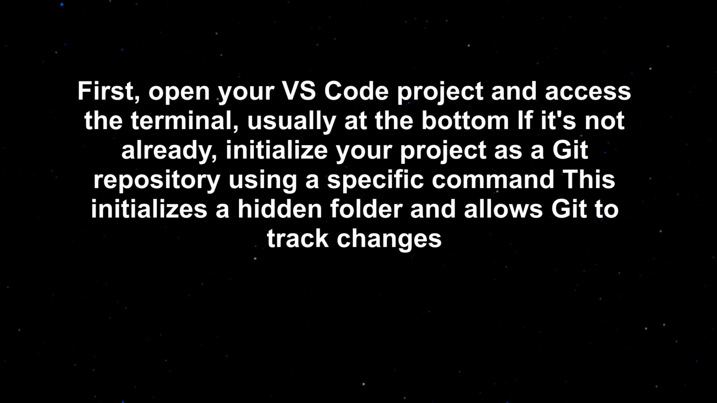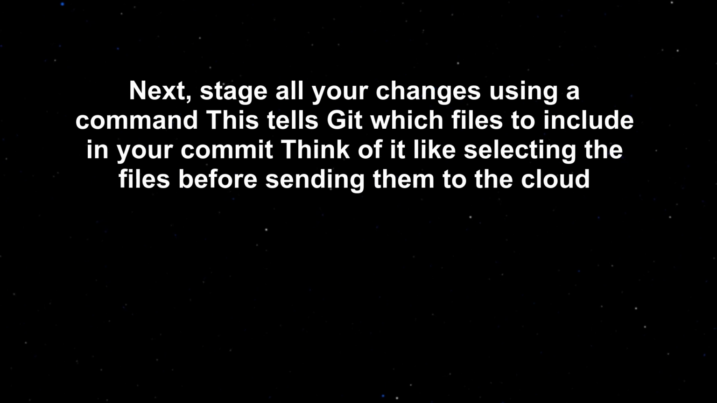Initialize your project as a Git repository. Using a specific command, this initializes a hidden folder and allows Git to track changes. Next, stage all your changes using a command. This tells Git which files to include in your commit. Think of it like selecting the files before sending them to the cloud.